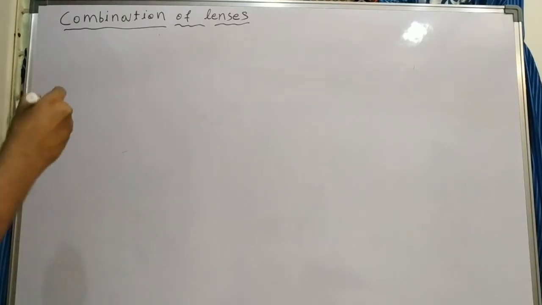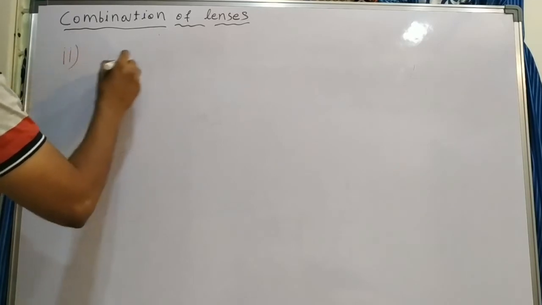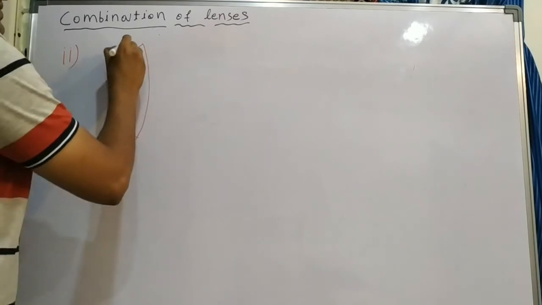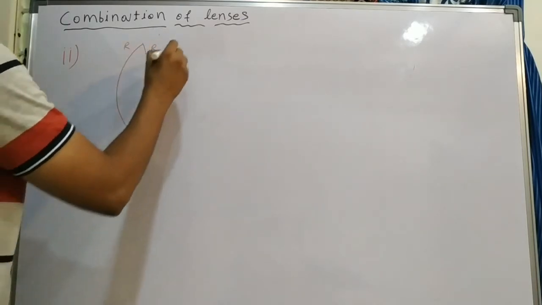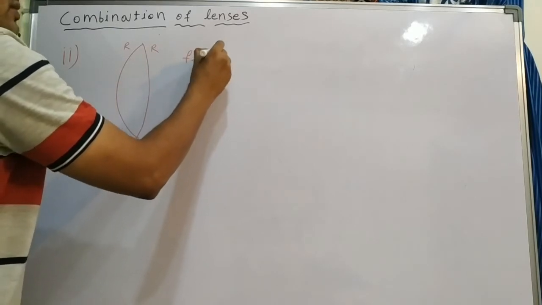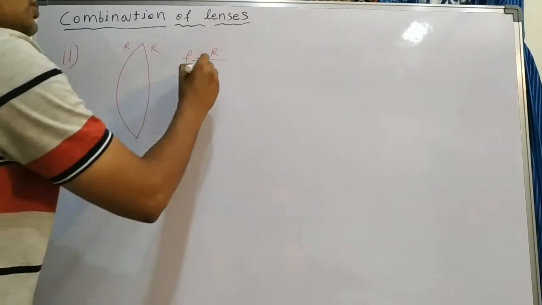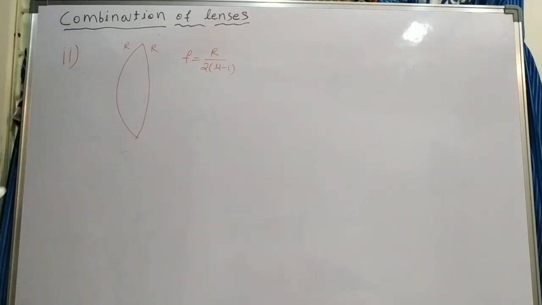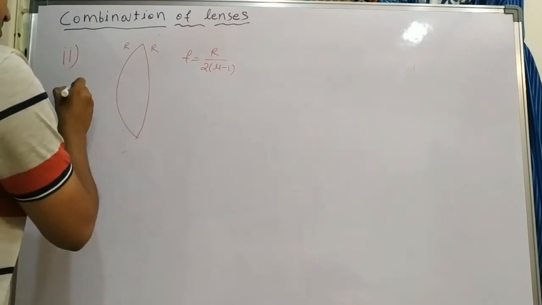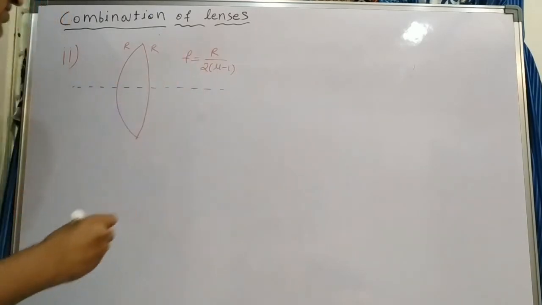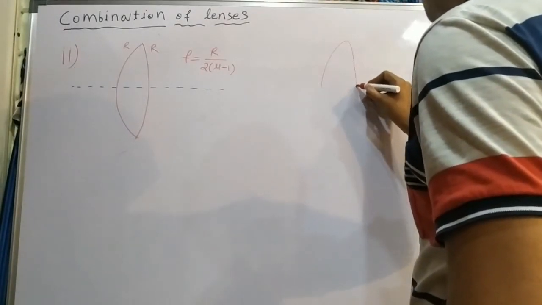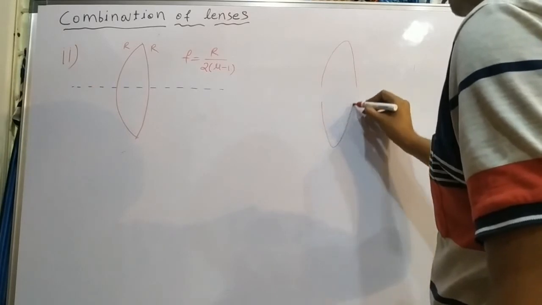Second case, suppose you take an equiconvex lens with radii of curvature r and r and focal length f. The formula for the focal length of an equiconvex lens is r by 2 into mu minus 1. Suppose this lens is cut parallel to the principal axis, like this. Now what is the focal length of each piece? Suppose you take this part of the lens and this part of the lens separately.